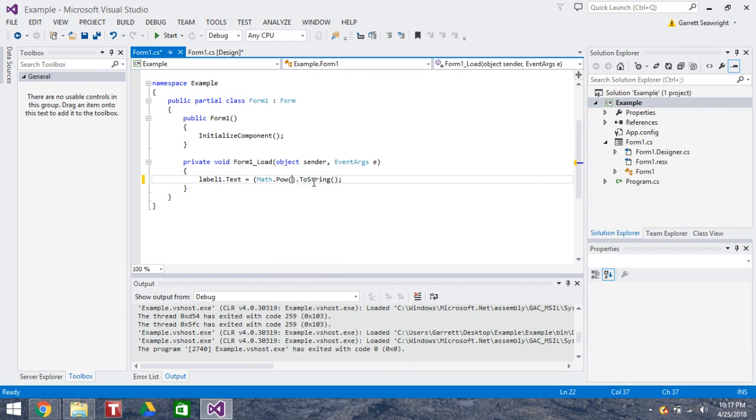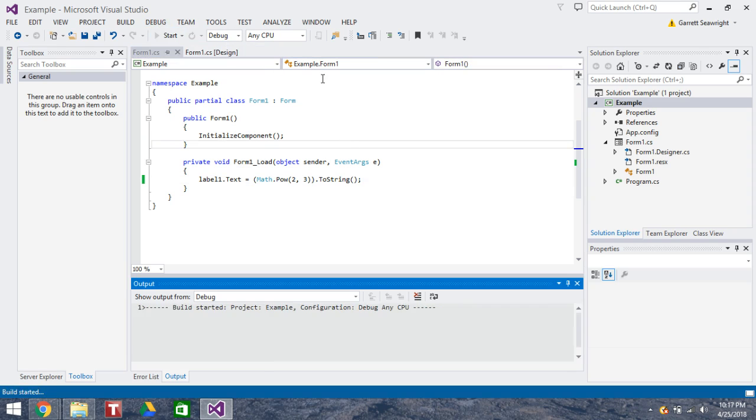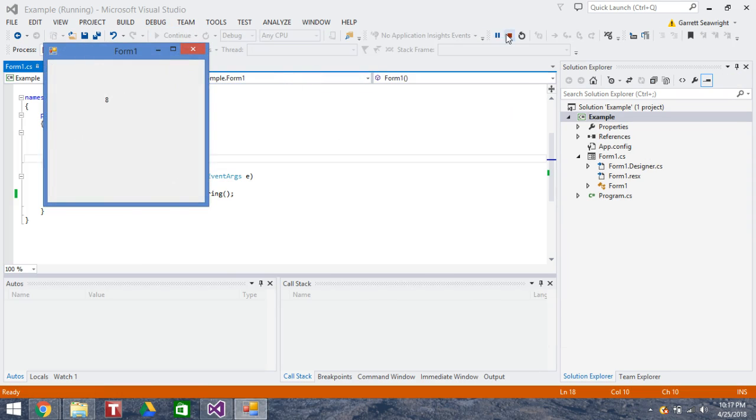Math.Pow. This actually accepts a double. So let's just do 2 to the third power. Should be 8. Very good.